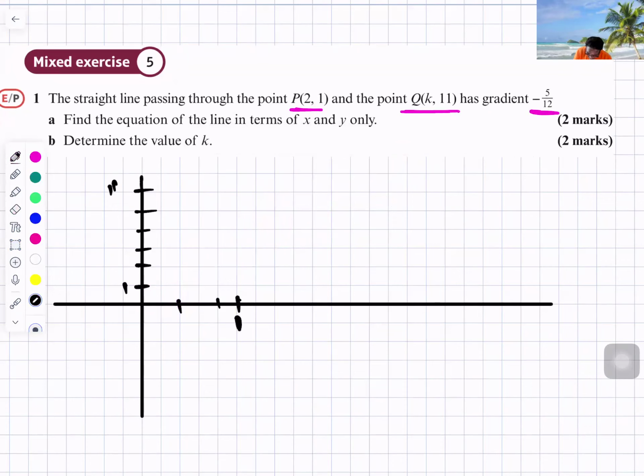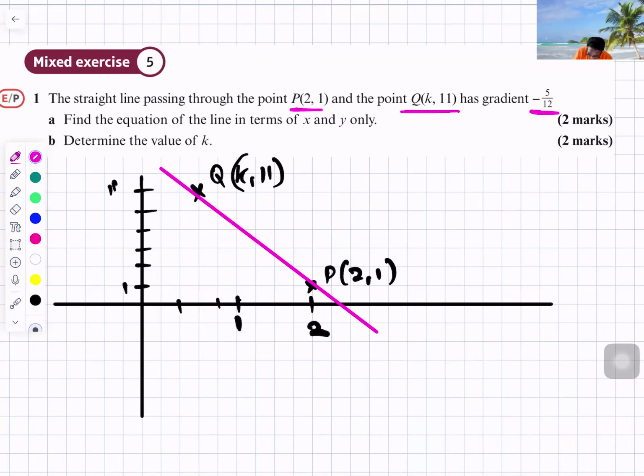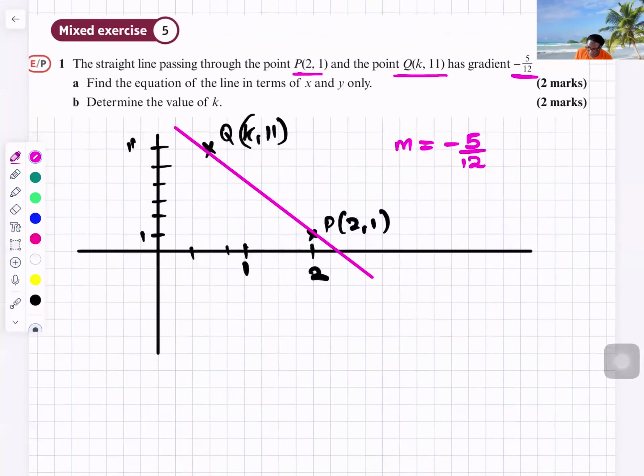Let's say that's 1 there, that's 2 there. That's P (2, 1), and (k, 11) is there. That's Q, (k, 11). And the gradient m is minus 5 over 12. Now find an equation of the line.